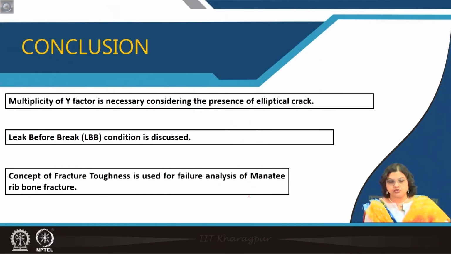So, let us come to the conclusion for this lecture. What we discussed here is the effect of the multiplicity Y factor due to the presence of an elliptical or semi-elliptical crack, and we have also discussed the leak before break condition and how that can be generated, and how to take care of this factor while designing a component for such critical applications. And the concept of fracture toughness is used for the failure analysis of manatee rib bone fracture.